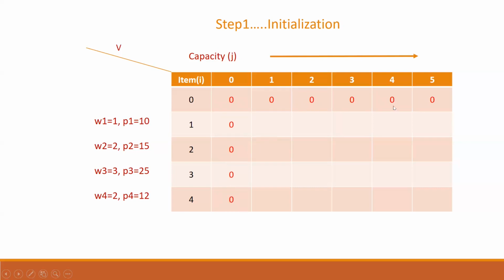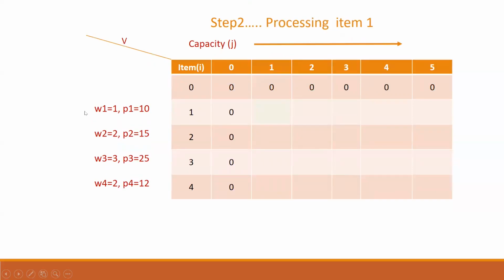So we have to apply the formula for the remaining cells. So first we will consider item 1. So in dynamic programming, each item is considered in every iteration. So in the first iteration, item 1 is considered. During the next iteration, item 2 is considered.